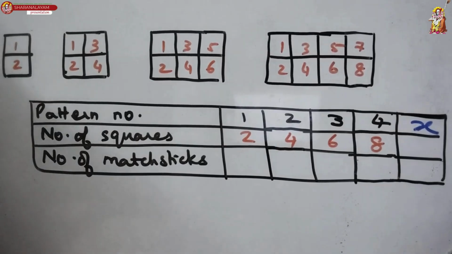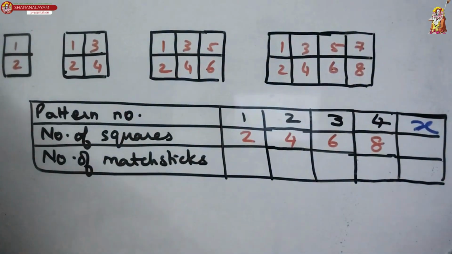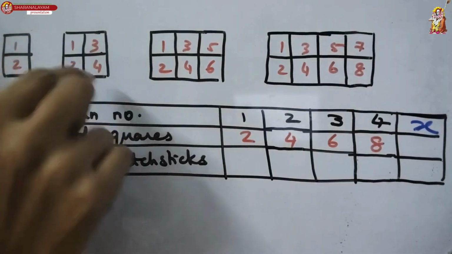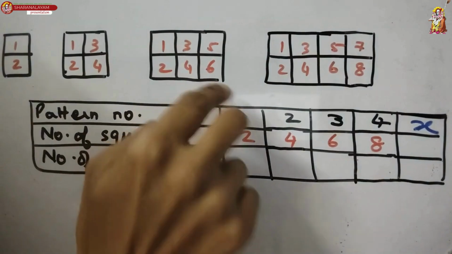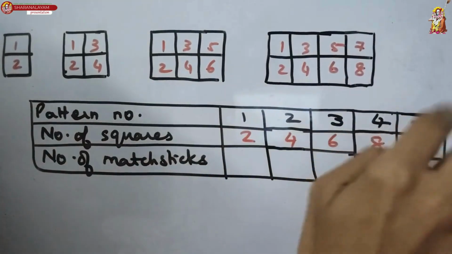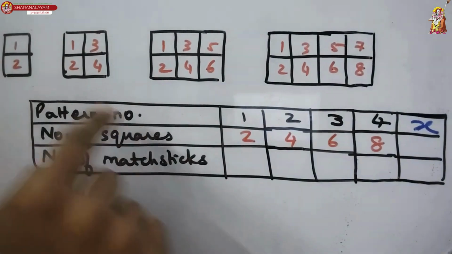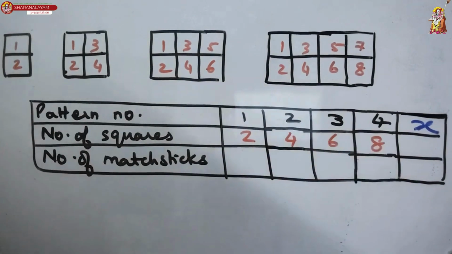Okay. Let's take a look at this question now. Here, pattern number 1, 2, 3, 4. Okay. This one has 2 squares. This one has 1, 2, 3, 4 squares. This one has 6 squares and this one has 8 squares. So let's take the pattern number as 1, 2, 3, 4, x. We need to find out the general rule. The number of squares here is 2, 4, 6, 8, that is also filled up.